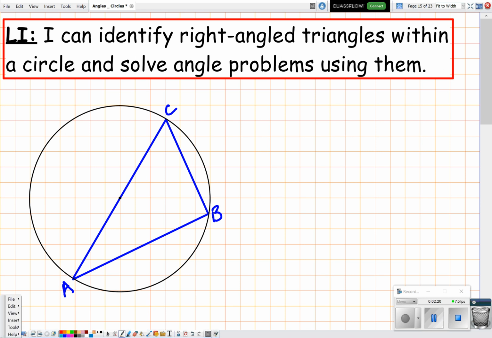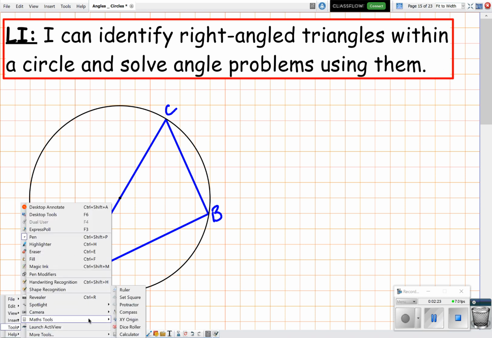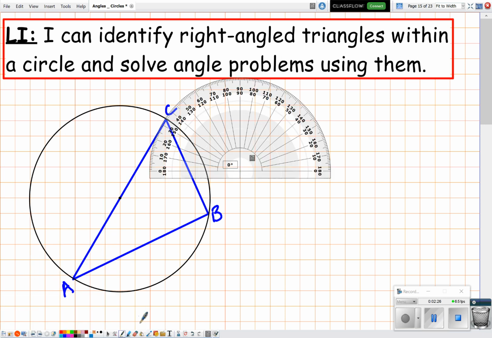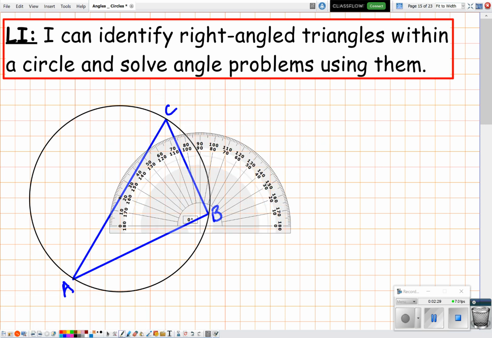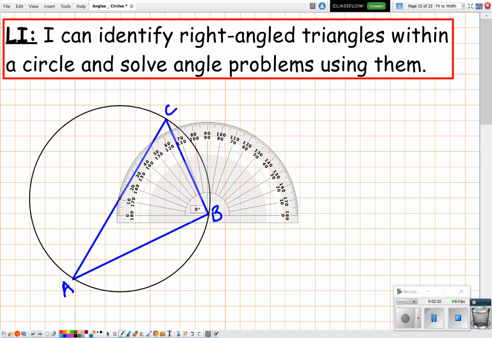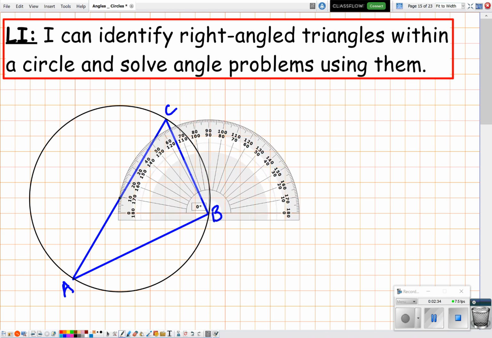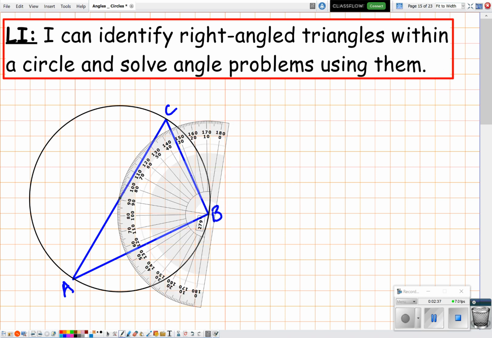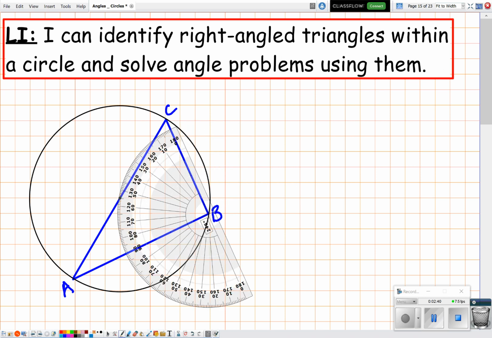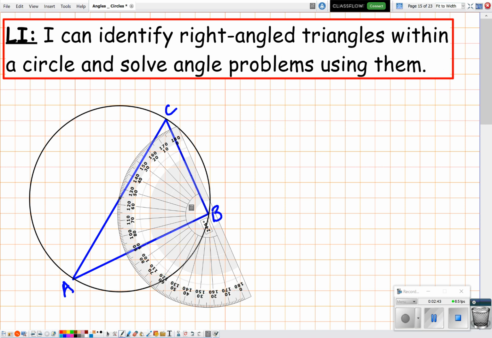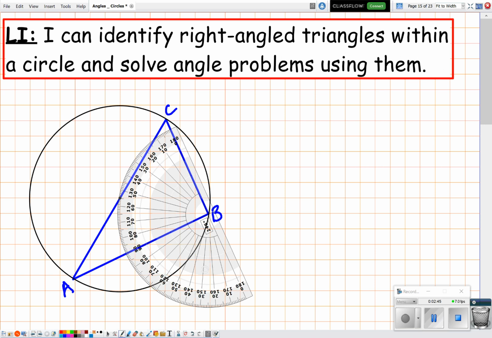Now, if I put my protractor tool on, we'll see something pretty interesting. So what I'm going to do is measure the size of the angle at B. So let's get that as accurate as we can. Spin that around, and yep, pretty happy with that. So you can see from here that the protractor measures the angle, I'll write it up here, angle ABC is 90 degrees.